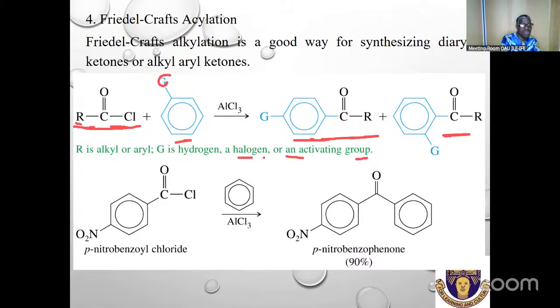So we have our product to be a ketone. Also, if you react para-nitrobenzoyl chloride, that is position 4, with a benzene in the presence of aluminum chloride, then you get para-nitrobenzophenone, that is, both groups are aryl groups, nitrophenyl and phenyl, and therefore the product is also a ketone, but this time a para-nitro benzophenone ketone.